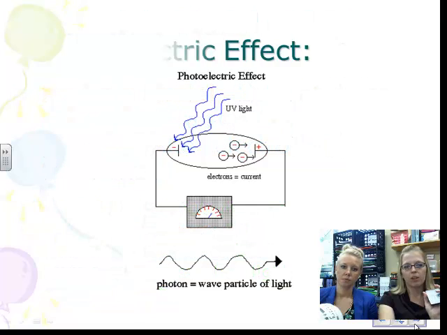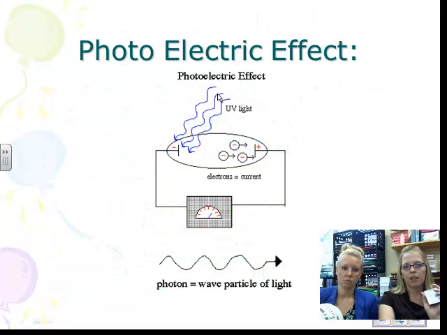I know, right? So here's what you see, a little graphic. You see the light hitting the electrons and they are forced out, and they cause a current. That's a little ammeter there, which measures current.